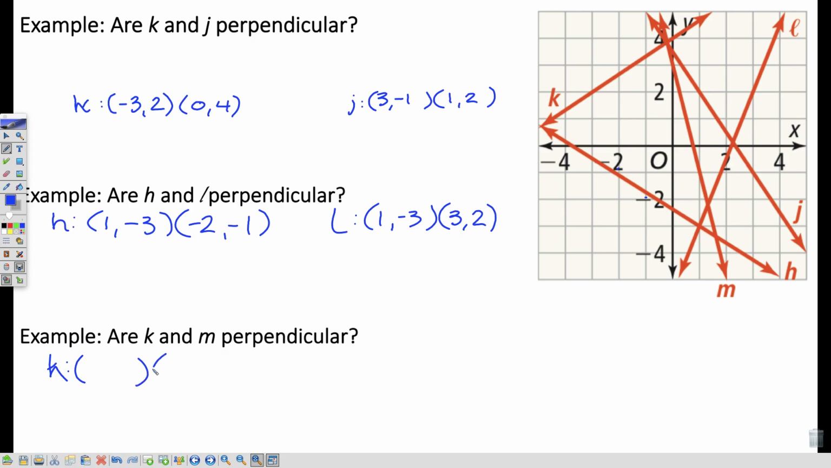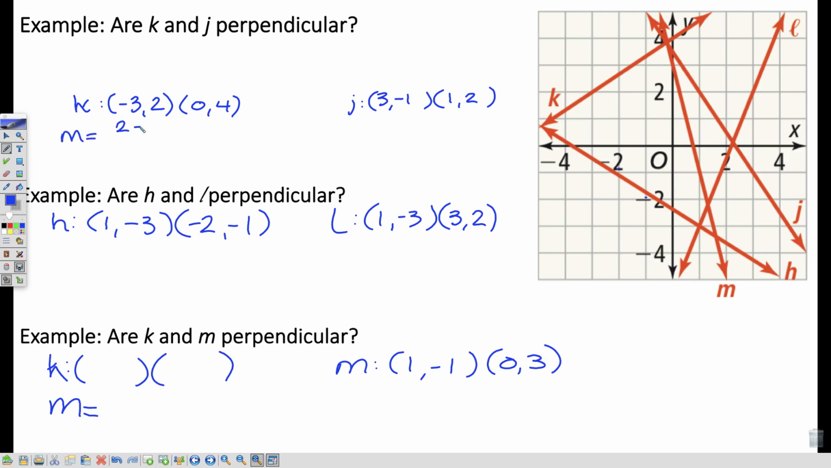Hardest part about this one is getting good points, right? Okay, K. Negative 3, 2. Oh, we already have that one. So we can just put what K is up there once we do it, can't we? Yeah. Okay, and M. I hate that they're using M because you're finding the M of M. It would be 1, negative 1 and 0, 3. Okay. So we got some slopes to find.